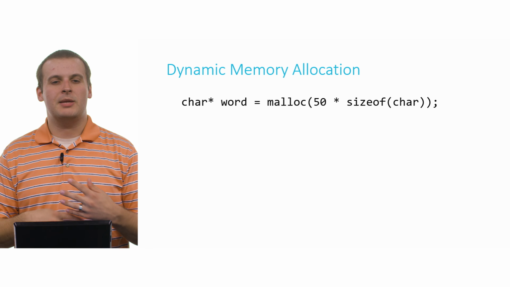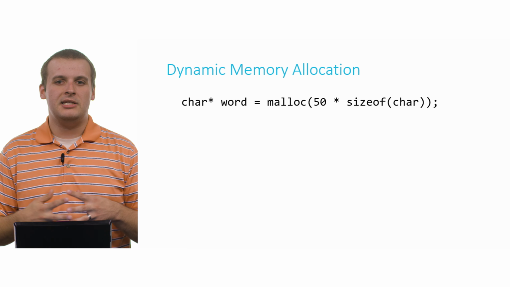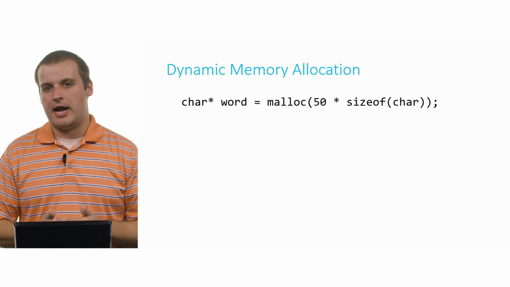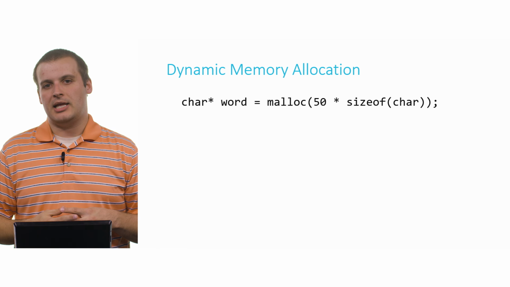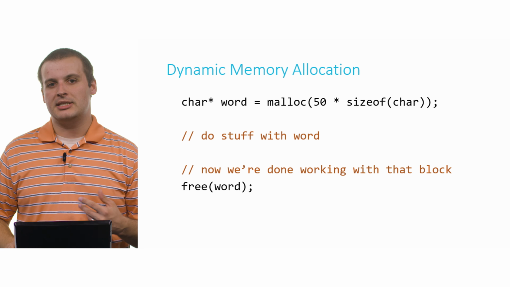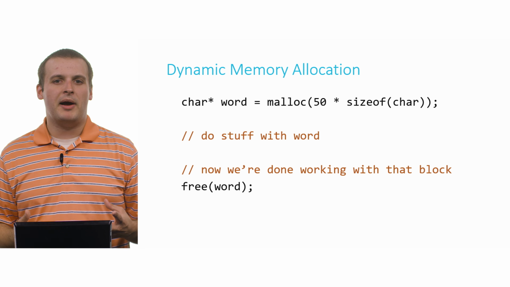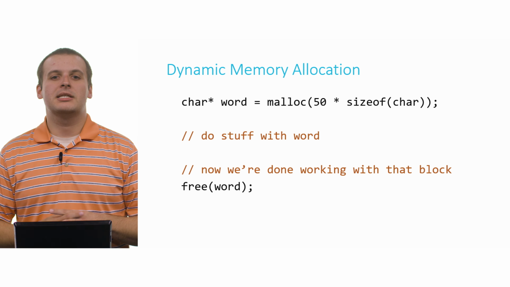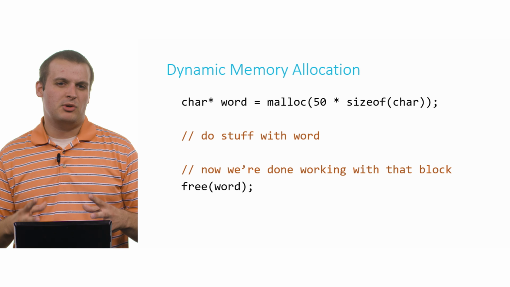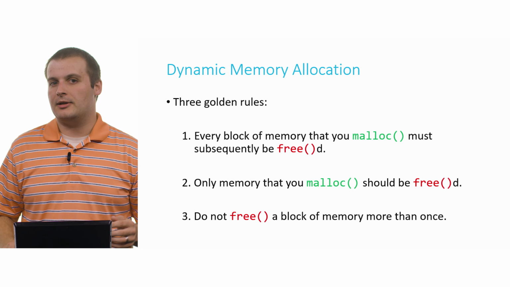So let's say we're in the middle of our program. We want to malloc an array capable of holding 50 characters. And when we get a pointer back, that pointer's name is word. We do whatever we're going to do with word, and then when we're done, we just free it. And now we have returned those 50 bytes of memory back to the system. Some other function can use them. We don't have to worry about suffering a memory leak because we have freed word. We've given the memory back because we're done working with it.